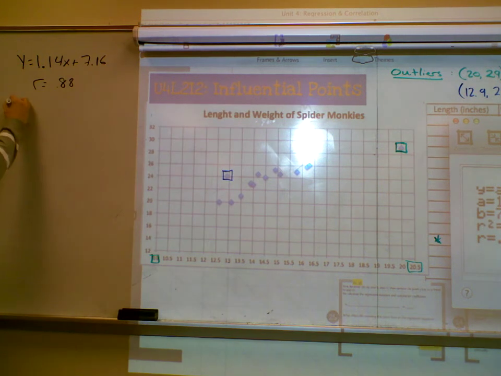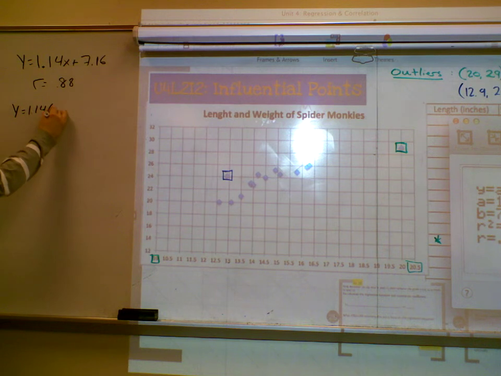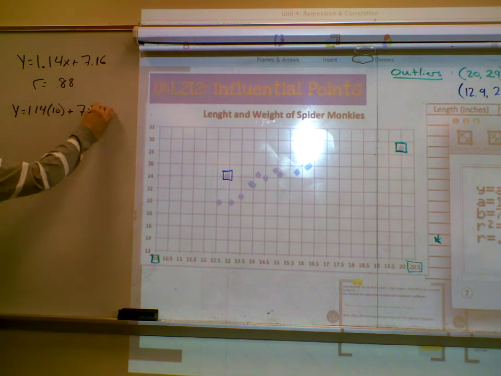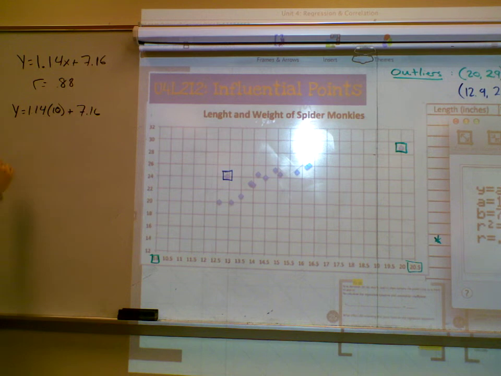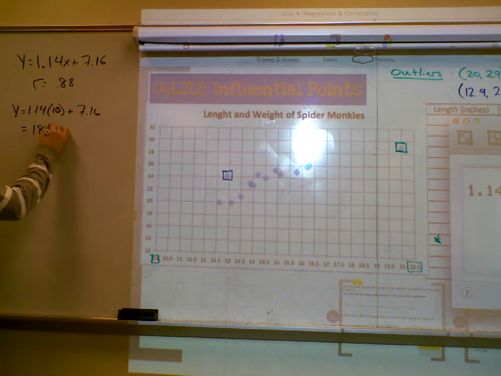So my first point is going to be found by doing this. y equals 1.14 times 10 plus 7.16. I figure out that equals 1.14 times 10 plus 7.16. 1.14 times 10, the smallest point on my graph, plus 7.16. I got 18.56.